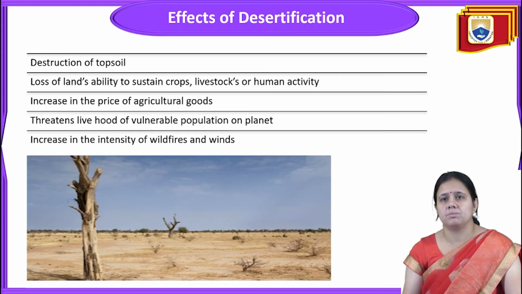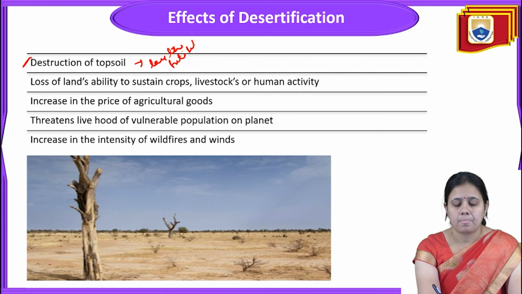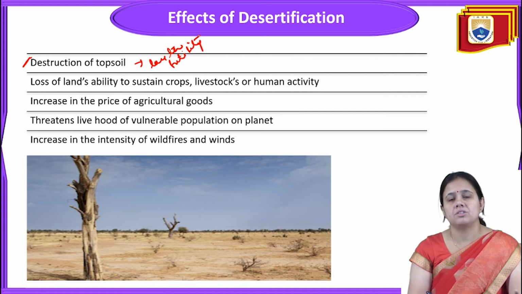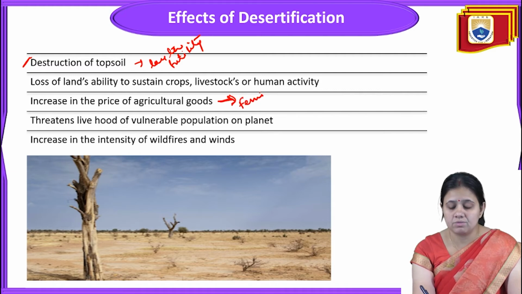Now the effects of deforestation. The first effect is the destruction of topsoil, which means the soil will lose its fertility. Loss of land's ability to sustain crops, livestock or human activities. Obviously, if the land loses its good quality, then the crops will not grow, and livestock and human beings will not survive in that area. Increase in price of agriculture goods. Obviously, famine conditions will come.